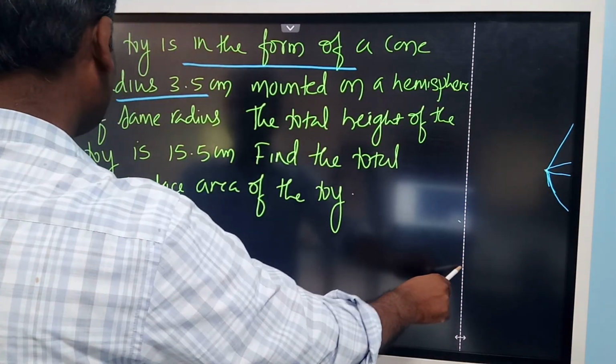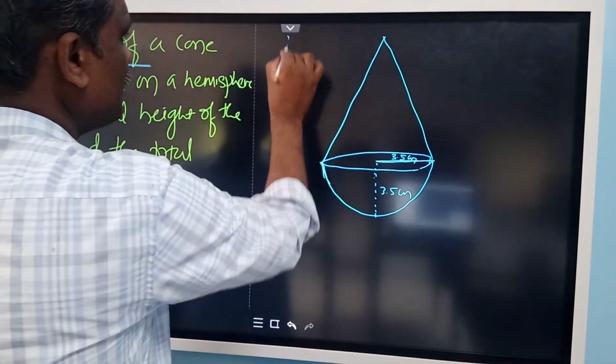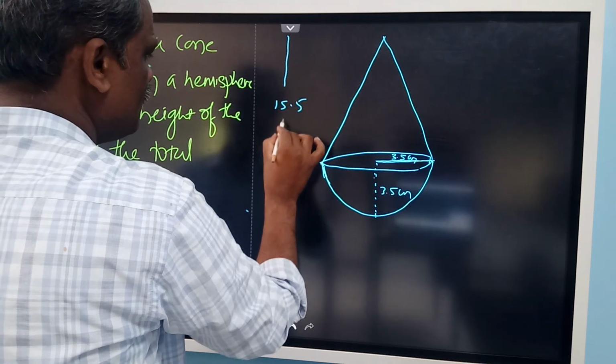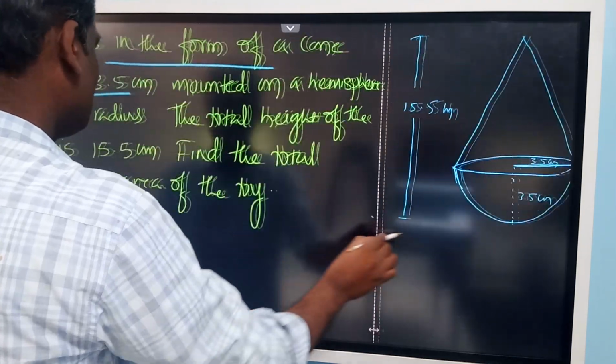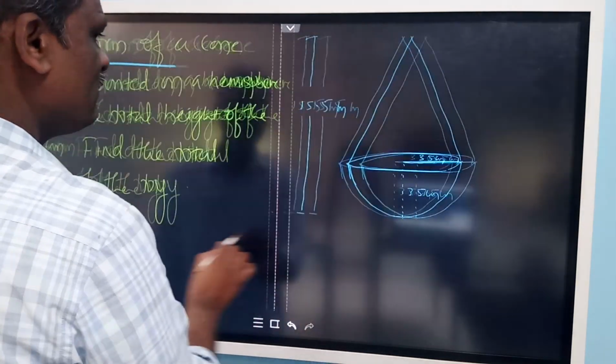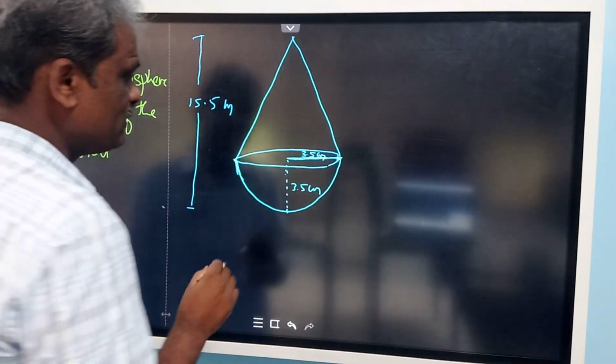So then the total height of the toy is 15.5 centimeter. From here to here it is 15.5. So total height here is 15.5 centimeter. So next, find the total surface area of the toy. We need to find the total surface area of the toy.